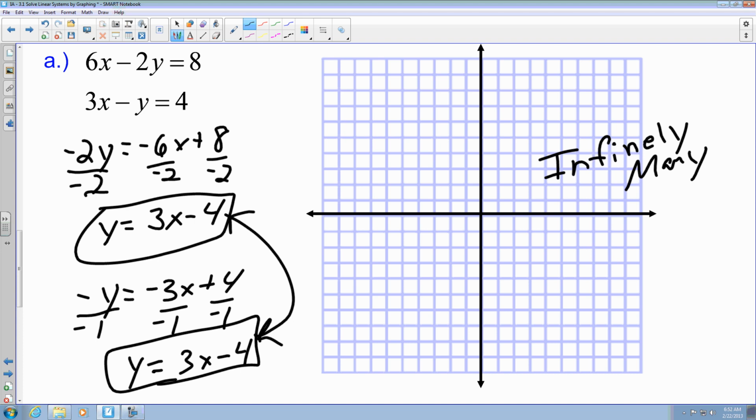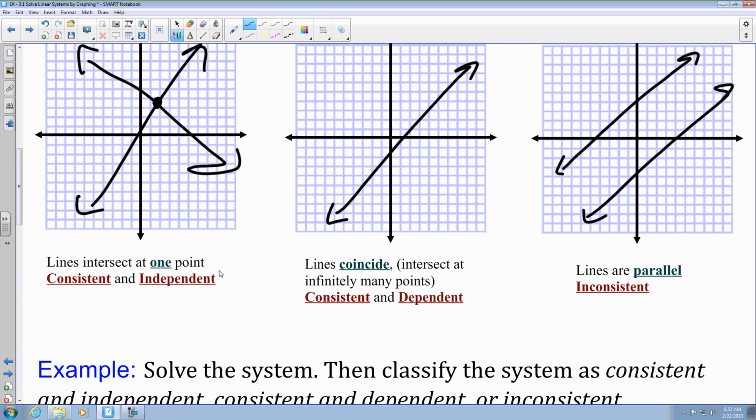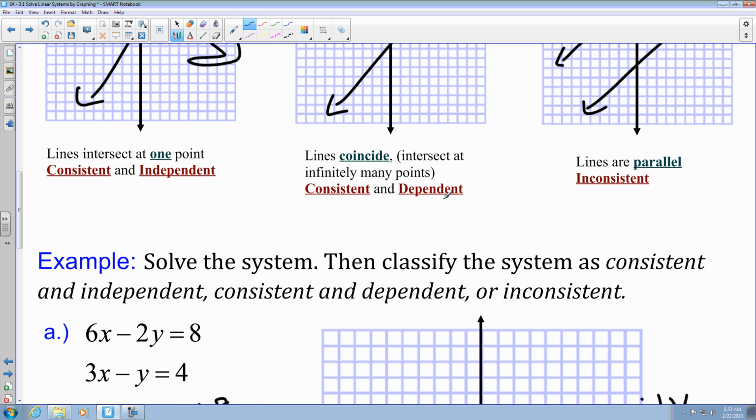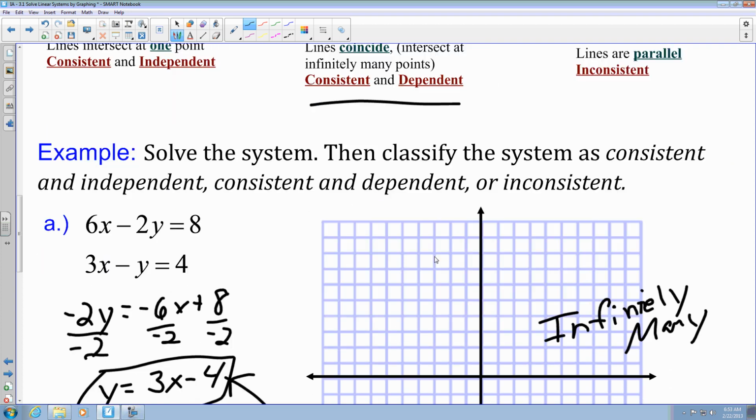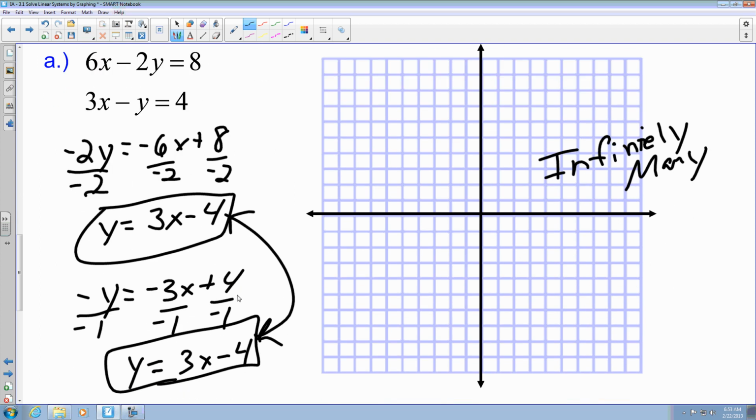Probably spelled infinitely wrong, sorry. I think there's an I there somewhere. But if I'm going to classify this, if I know that it has infinitely many, I can look up here and infinitely many has a consistent and dependent system. So that's the classification for example A.